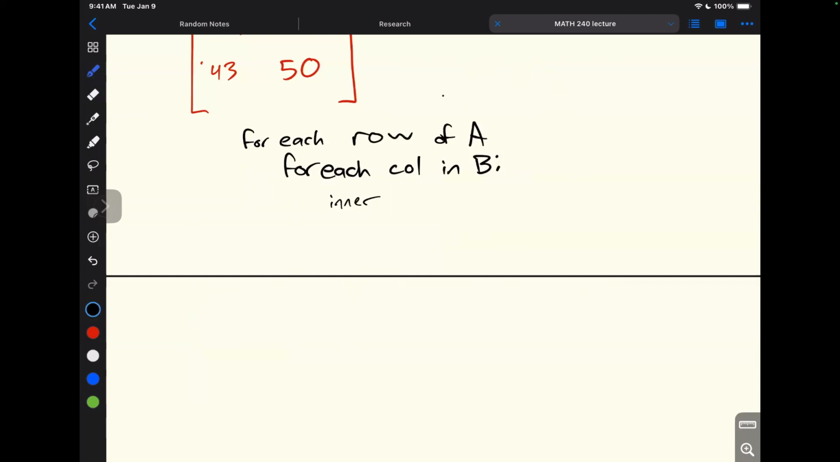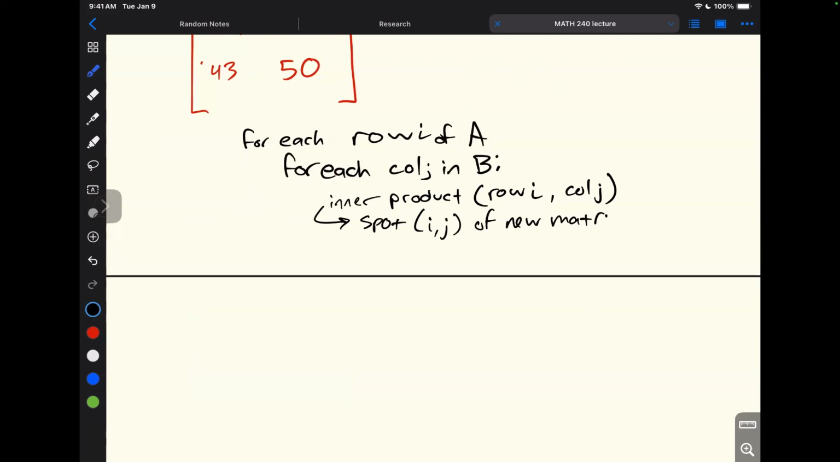For each row of A, let's call it I, for each column J of B, we do the inner product of row I, column J, and that goes into the spot I, J of our new matrix. That part's not in your textbook. This is just if you want an algorithm for how we did that.